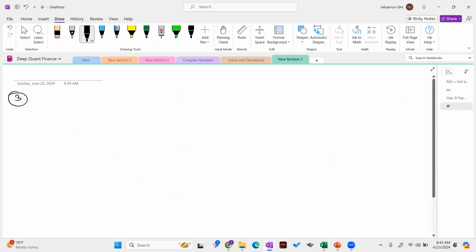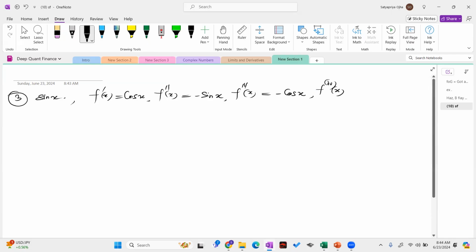We have question 3, sin x. F dash x is cos x. F double dash x is minus sin x. F triple dash x is minus cos x. Fourth derivative, sin x. Comes full circle after 4 derivatives. Taylor series expansion would be sin x is equal to, I'm writing directly, f of 0, which means sin 0. Sin 0 is 0.